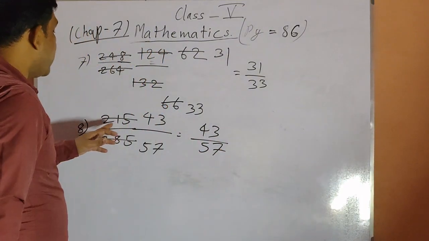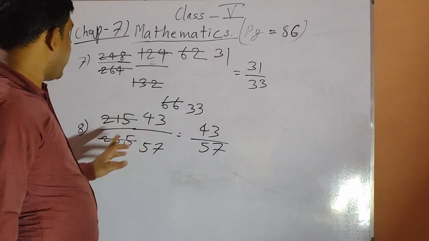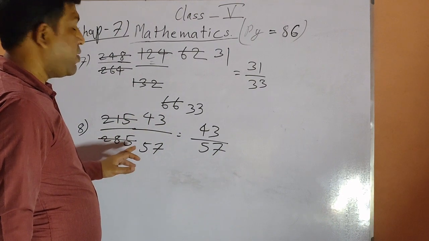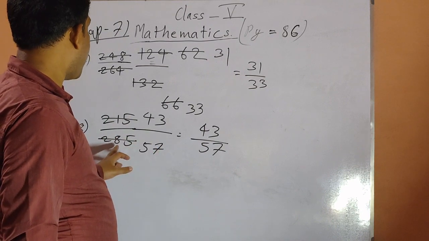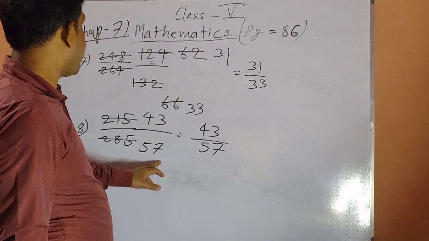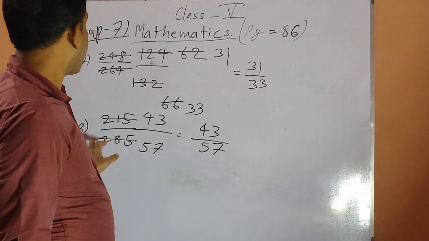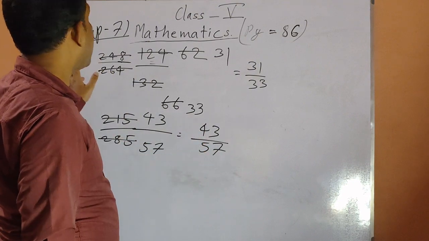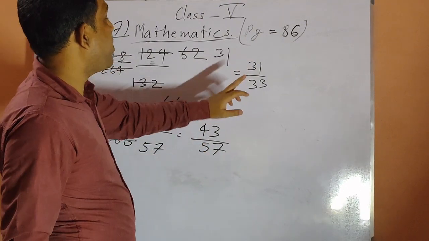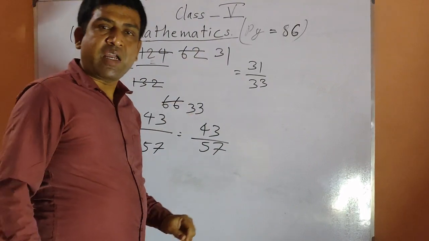That means here 215, if you cut by 5 then you get 43, and 285 if you cut this one by 5 you get 57. Okay, 5 5s are 25, 5 7s are 35. That means 43 by 57. The answer of question number 8 is 43 by 57, and the answer of question number 7 is 31 by 33. That means page number 86 right now we have completed.